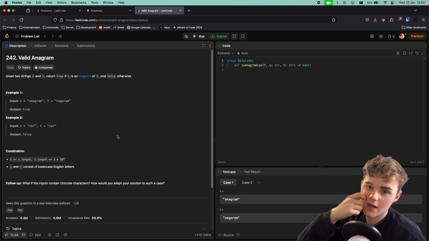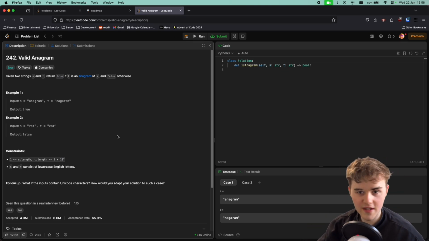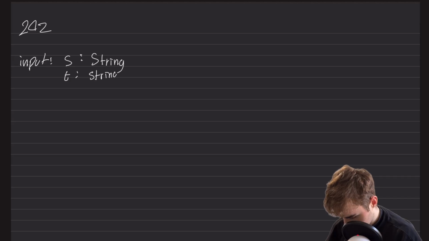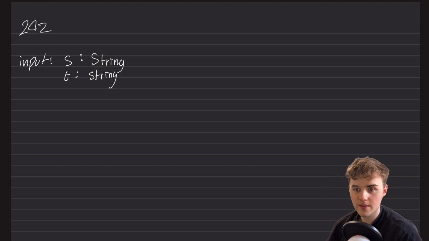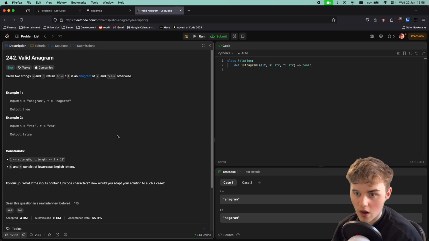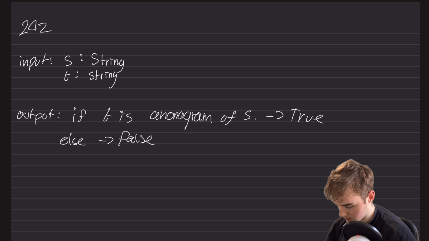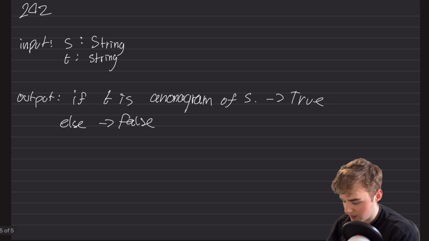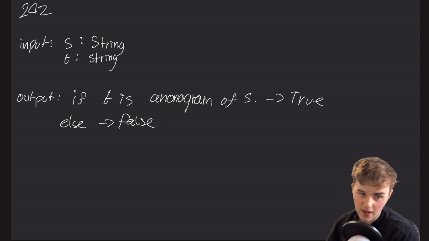Okay, so valid anagram, we're going to write out the same as before. Our input is 2 strings, S and T, and they're both type string. Our output is going to be true if T is an anagram of S. We want to output, if T is an anagram of S, we want to return true, else we want to return false. So let's look at these examples here.